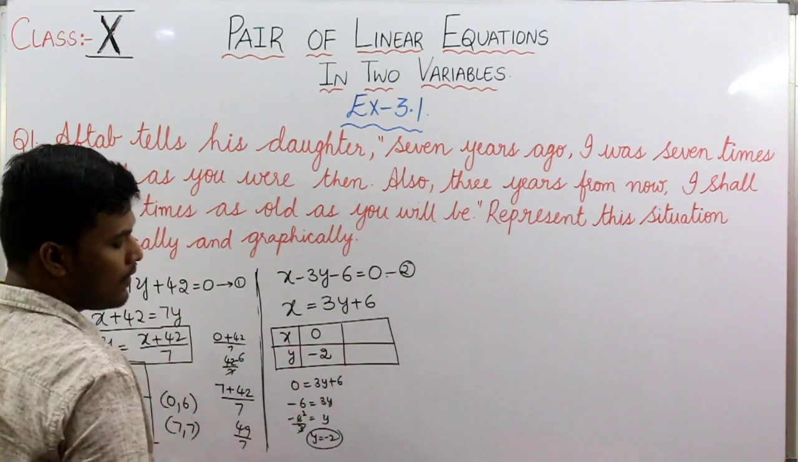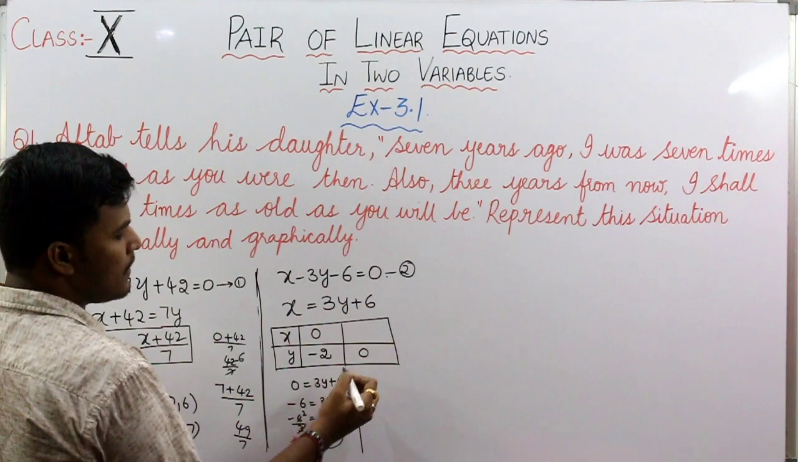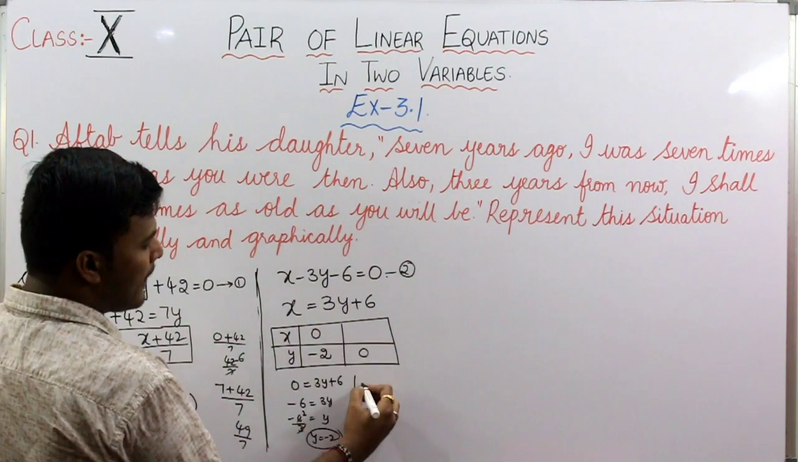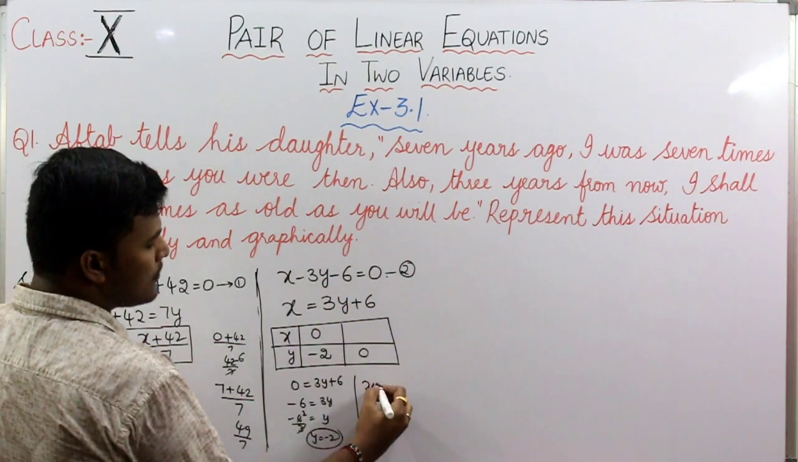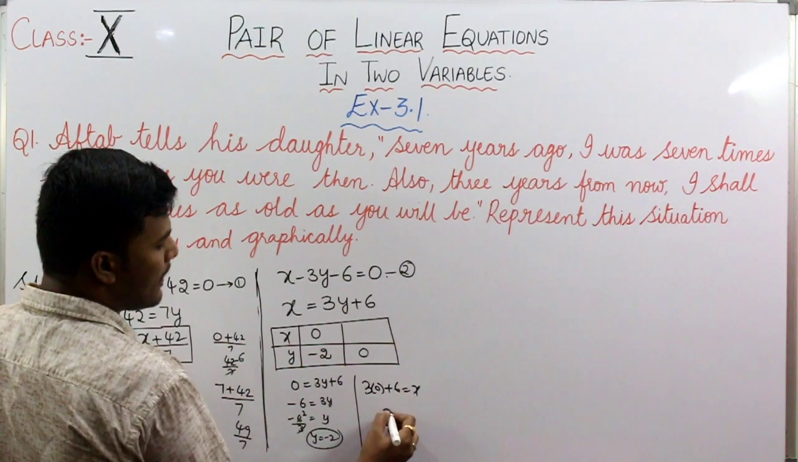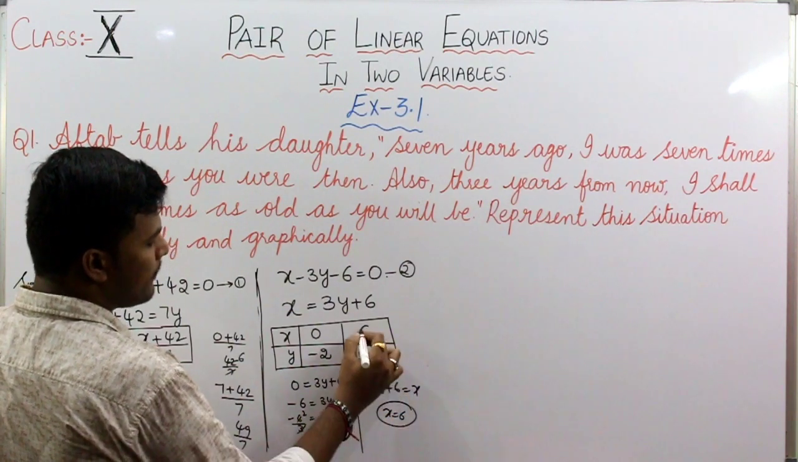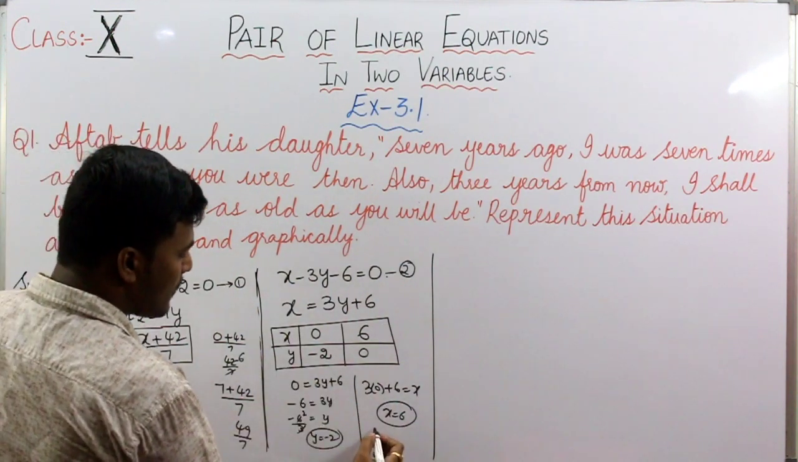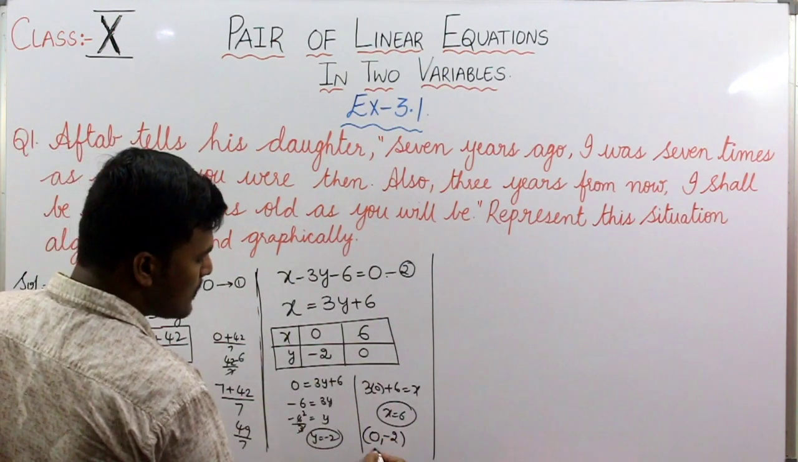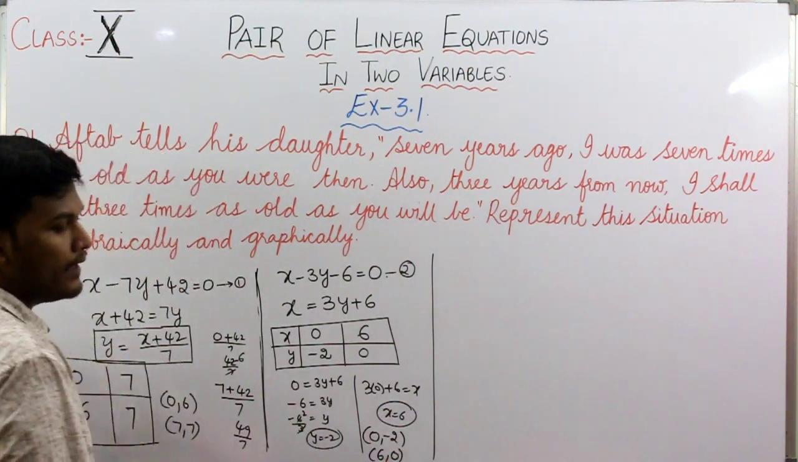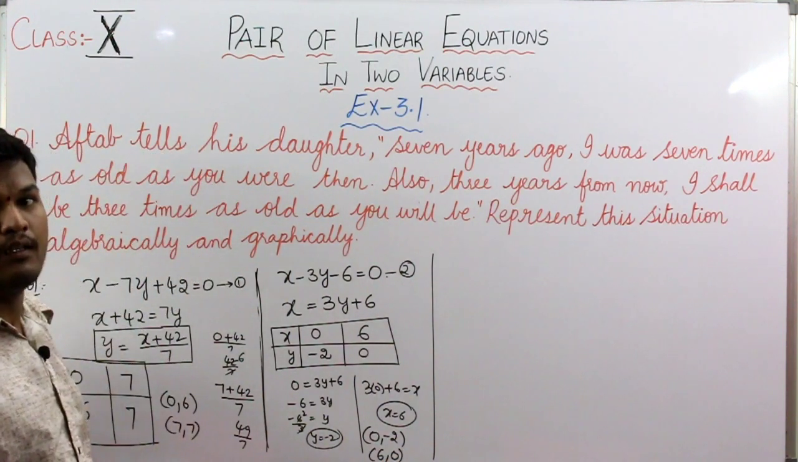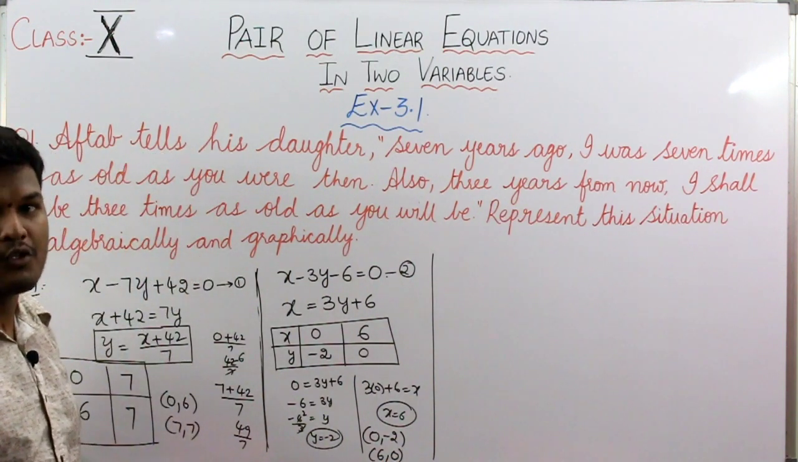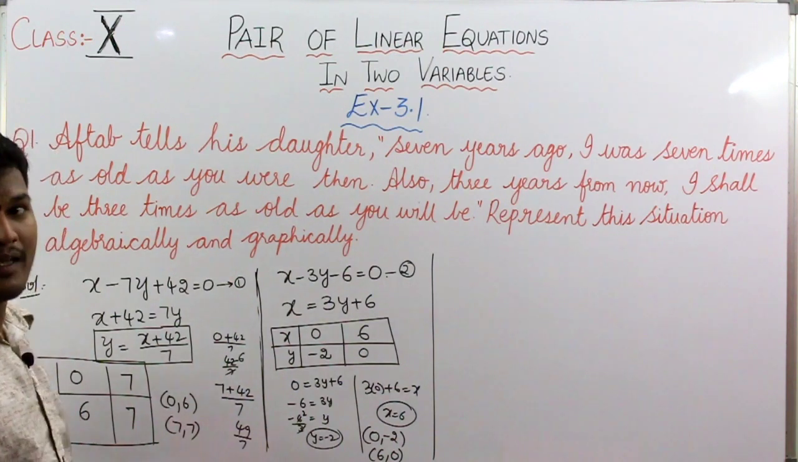Okay, now if I take y value as 0, directly I'll get 3 into 0 plus 6 is equal to x. x is equal to 6. Okay, so now I got the solutions as 0 comma minus 2 here and 6 comma 0, right? So now I need to go for the graphical representation of these two algebraic expressions.